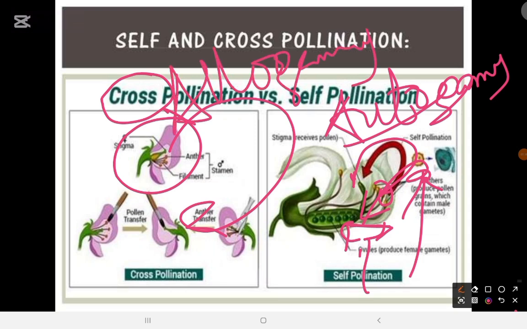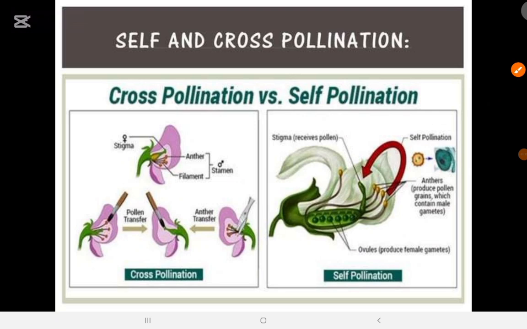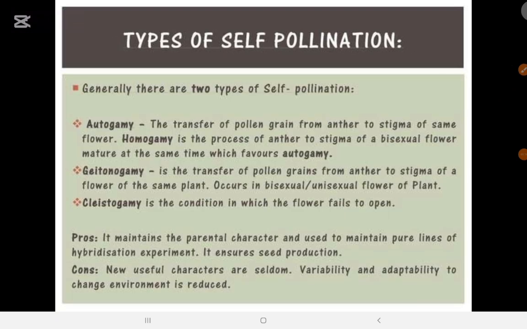Allogamy. Okay, so that is that. Now, we have the types of pollination. They are autogamy and allogamy. Self-pollination is also called autogamy.